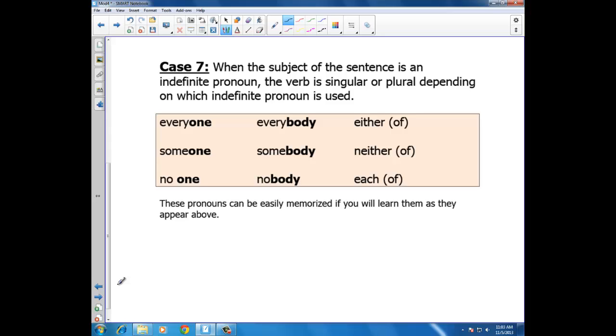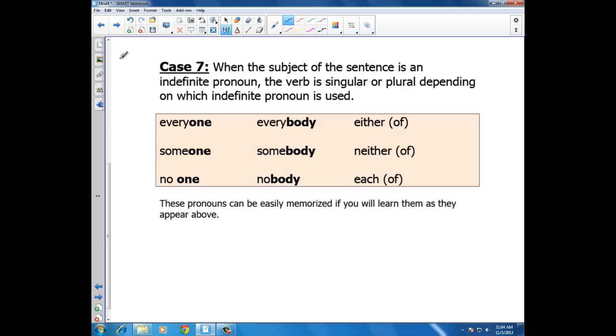Finally, we're going to look at case 7. When the subject of the sentence is an indefinite pronoun, the verb is singular or plural depending on which indefinite pronoun is used. The indefinite pronouns listed below are all singular. Everyone, someone, no one. Everybody, somebody, nobody. Either of, neither of, each of.